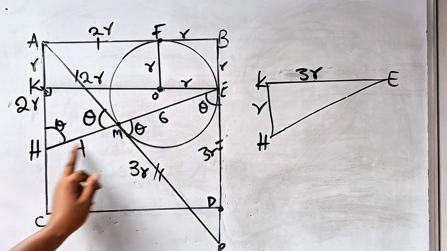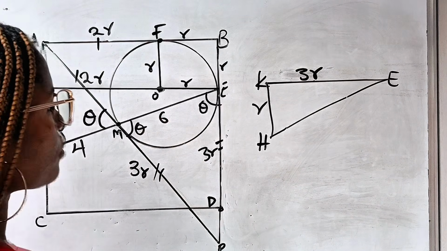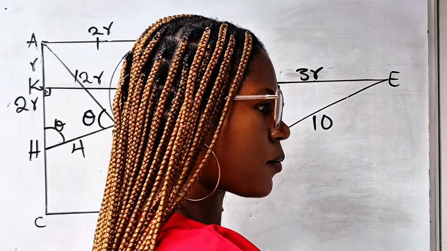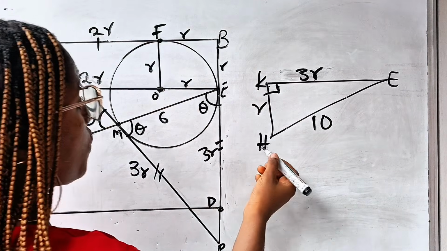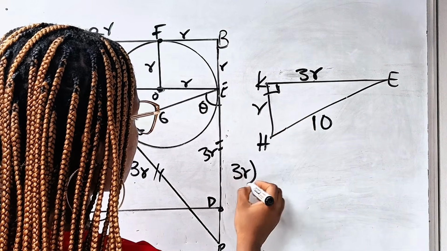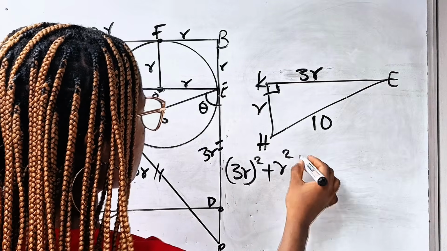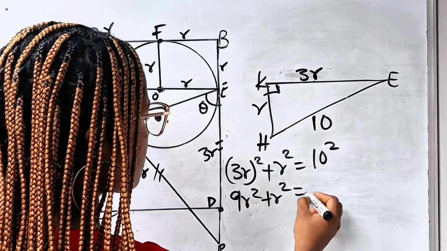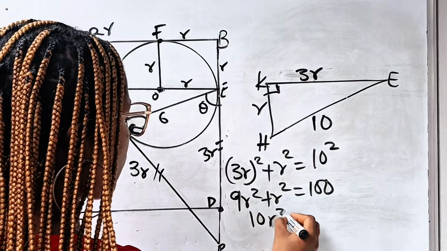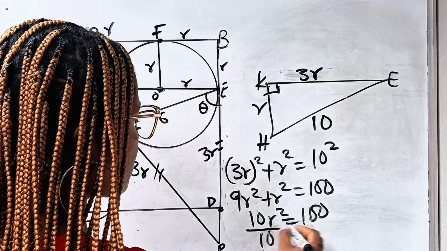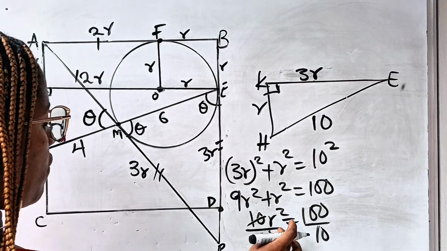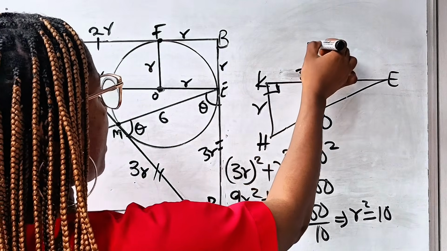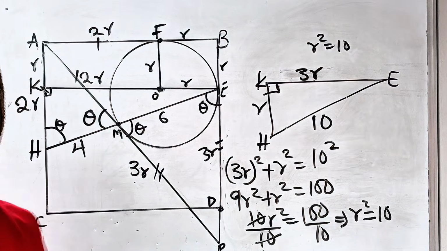Good. Now from here to here, which is HE, is 10. And this is 90 degrees. So using the Pythagorean theorem, you will see that 3R squared plus R squared is equal to 10 squared. So we have 9R squared plus R squared is equal to 100. 10R squared is equal to 100. Divide by 10, divide by 10. And you have that R squared is equal to 10. So we are keeping that R squared is equal to 10.